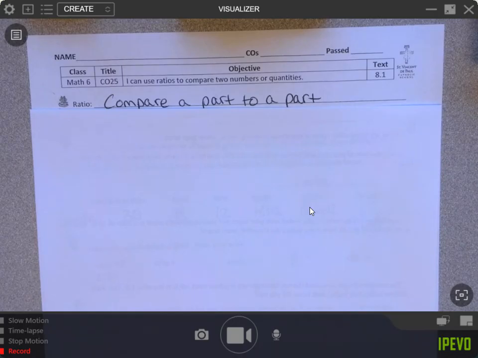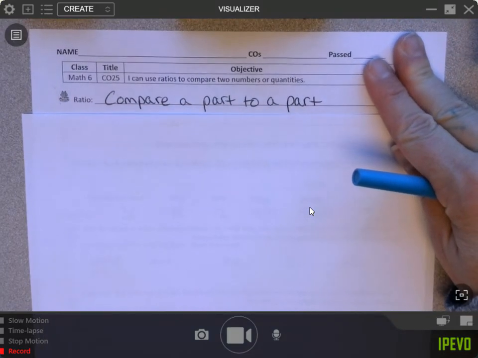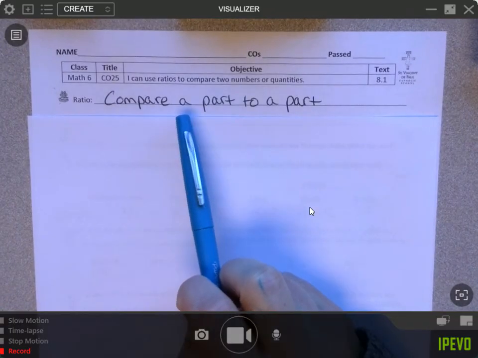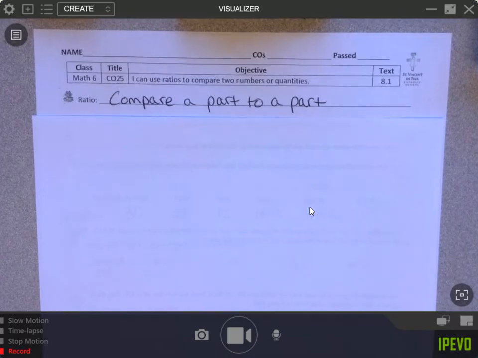Okay, good morning, class. Today we are working on CO25. I can use ratios to compare two numbers or quantities. So in order to do that, we need to know what a ratio is. A ratio compares a part to a part. So the first thing you need is that definition. A ratio compares a part to a part.